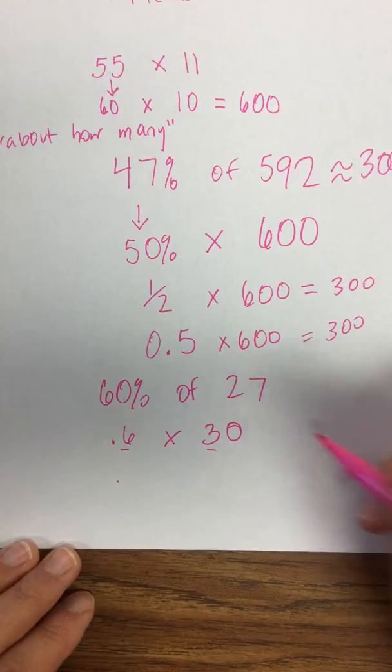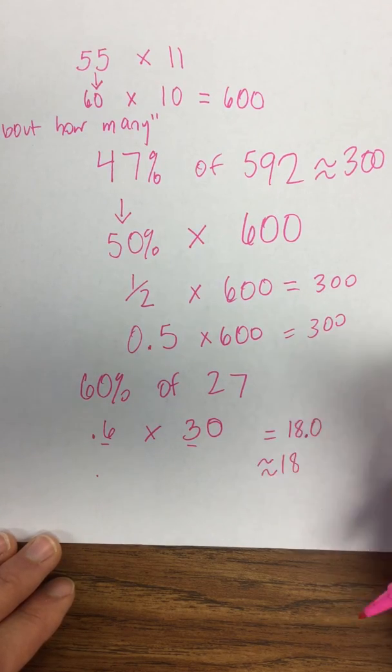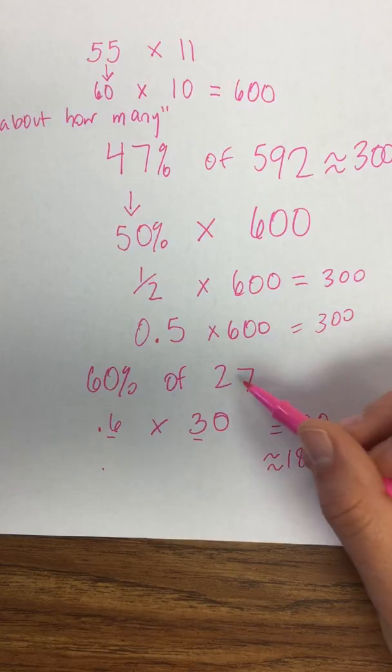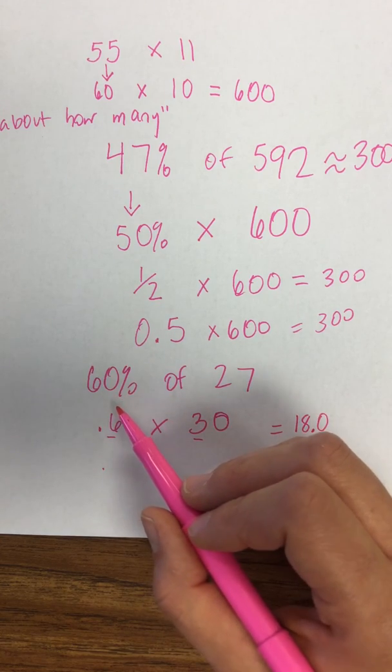You multiply that 6 times 3, 18, add that 0, you move the decimal one time, and we get it's about 18, which would make sense. 100% of 27 would be 27. So we expect the answer to be a little less than 27, but a little more than halfway, since 60% is more than halfway.